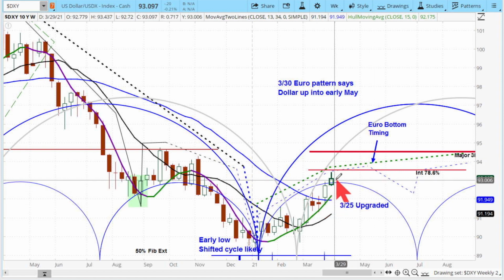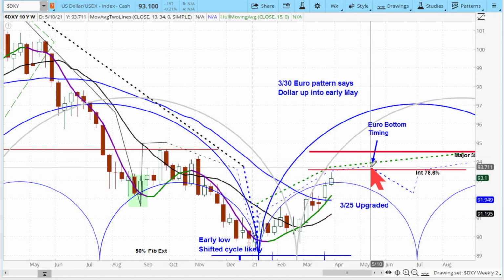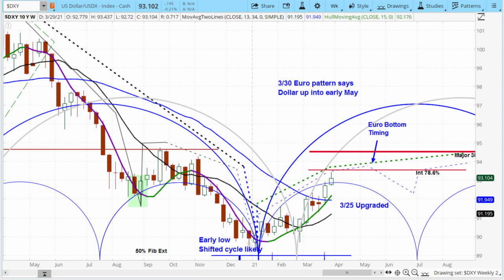That, of course, extends the time frame that we're looking for the dollar peak, which takes you out here, late April, beginning of May. I would not expect any kind of a significant move down in the dollar until we get the bottom in the euro. And when I show you the euro, you'll see what I'm referring to.